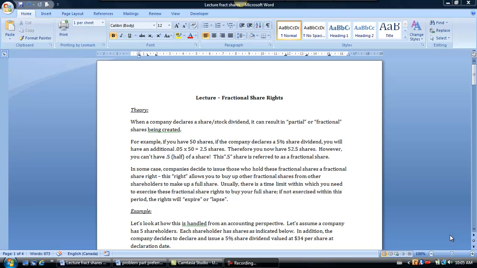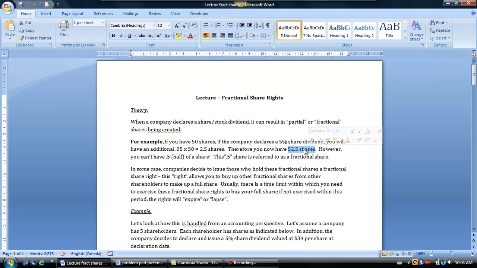So let's begin. Sometimes when a company declares a share or stock dividend, it can result in partial or fractional shares being created. Let's say in this example you own 50 shares, and a company declares a 5% share dividend. Then you're going to get an extra 2.5 shares, because we take the 50 shares you have and multiply them by 5%. So in total, you'll now have 52.5 shares.